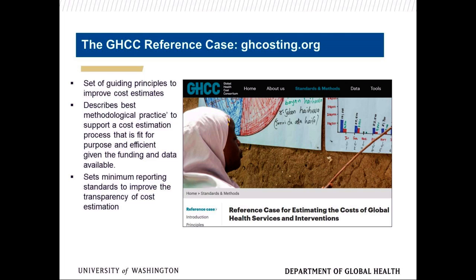To do this, we've developed, and this is online, what's called the GHCC reference case. It's a set of guiding principles to improve cost estimates. It's not a methodological document. There are plenty of textbooks and resources to support that. But it sets out 17 principles, and under them it says, here are your methodological choices, and we may go so far as to recommend certain standards, so that would improve generalizability across studies, but by no means are we prescriptive.